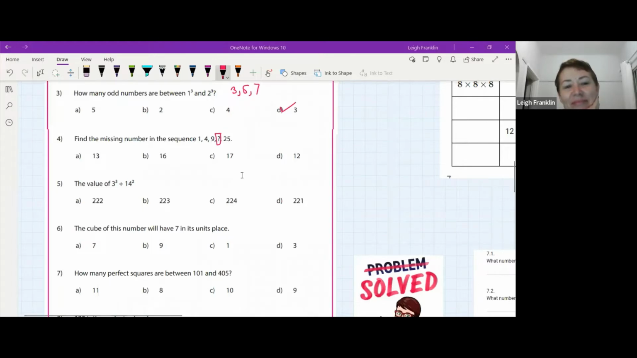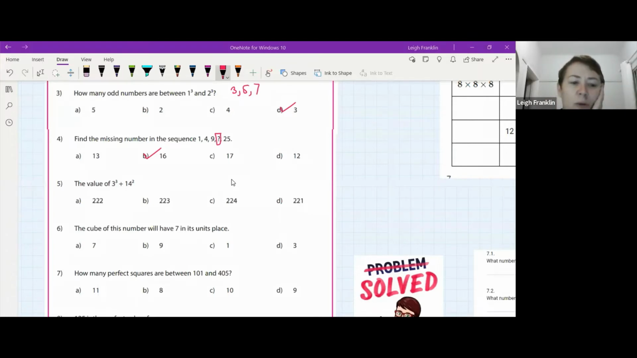15. What number? Say that again. I think it's 14. Okay, it's supposed to be 16. These numbers are perfect squares. So 1 squared is 1, and 2 squared is 4, and 3 squared is 9. And 4 squared is 16, and 5 squared is 25. Okay, Anati, the next one belongs to you.